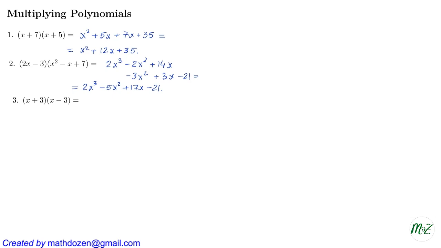Now this problem is a problem on the shortcut. This is the sum of the terms multiplied by the difference of the terms. Well, we're gonna get the square of the first minus the square of the second term, so here we get x squared minus 9.